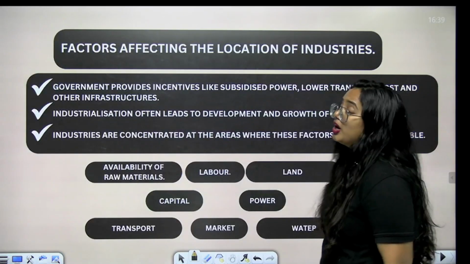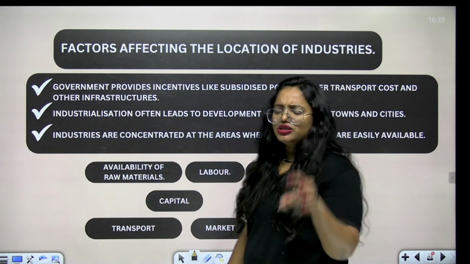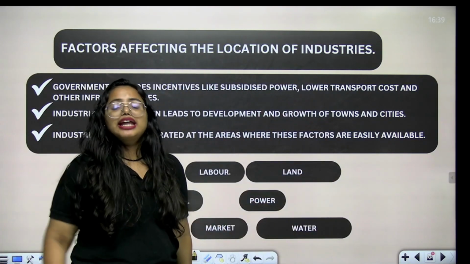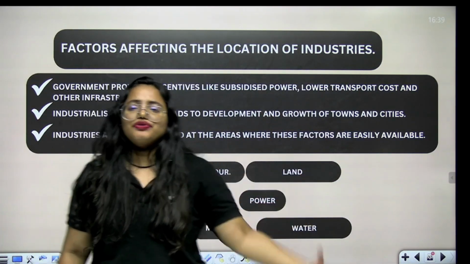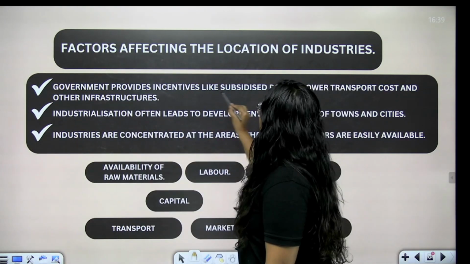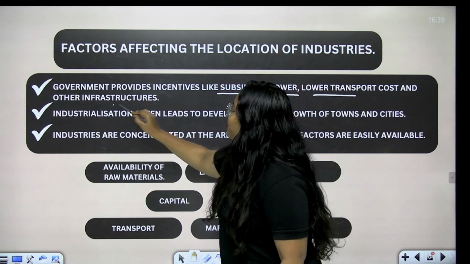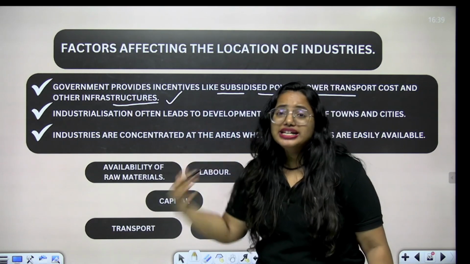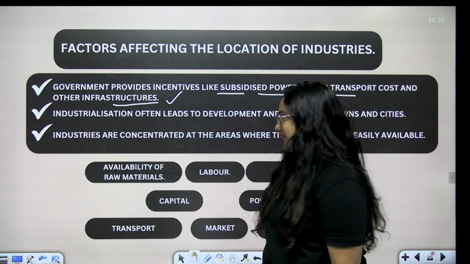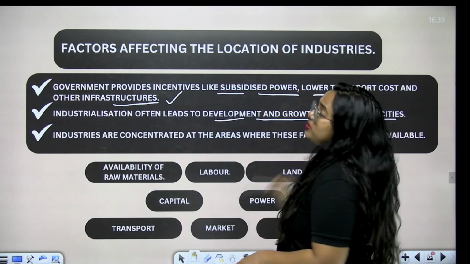Look at it. It's all about the factors affecting the location of industries. For a particular company or industry to be located in an area, certain conditions have to be met. The government provides incentives like subsidized power, low transport cost and other infrastructure. Due to these benefits, industries can concentrate in certain areas. So industrialization often leads to the development and growth of towns and cities.